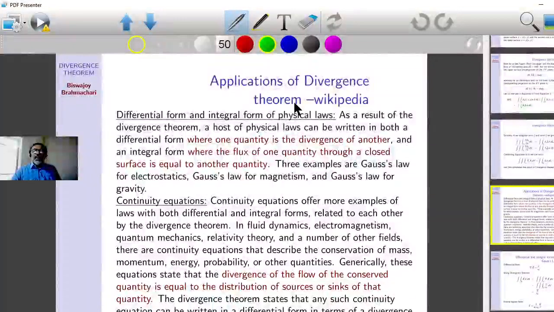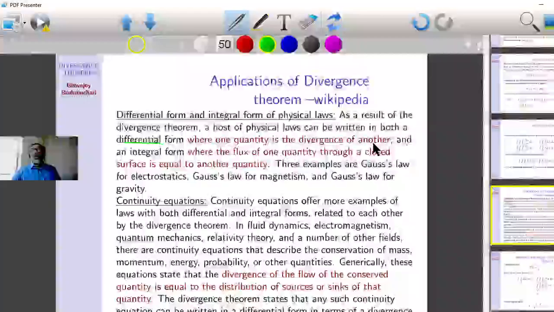Now, from Wikipedia, let us look at some applications. So, let us read a little bit from Wikipedia. This is differential form and integral form of physical laws. As a result of the divergence theorem, a host of physical laws can be written in both a differential form. Differential form is where one quantity is the divergence of another. One physical quantity is the divergence of another physical quantity.